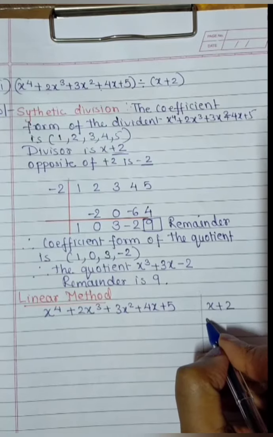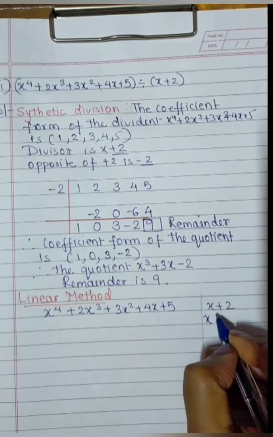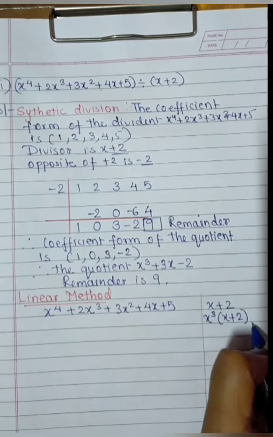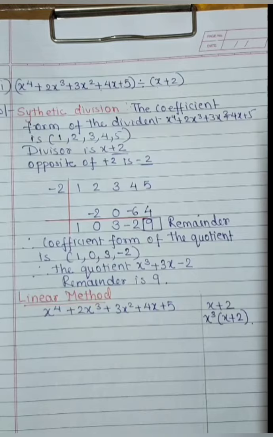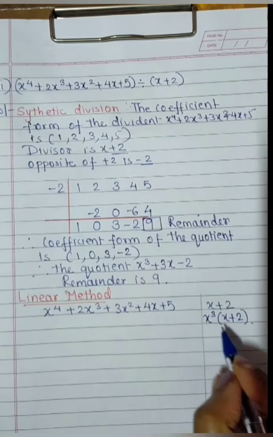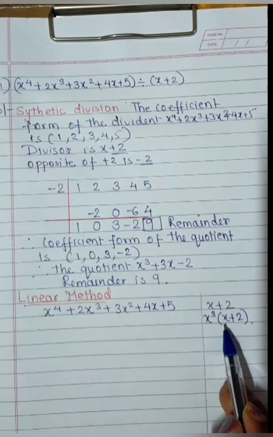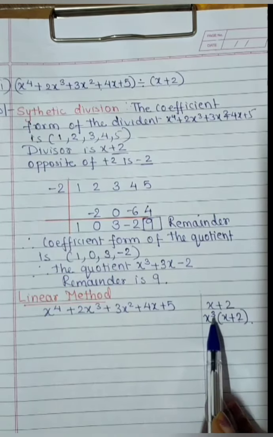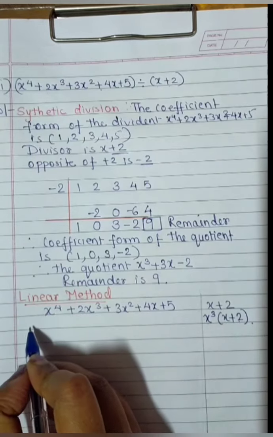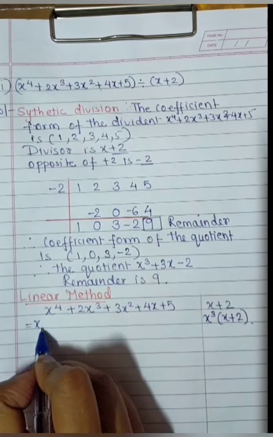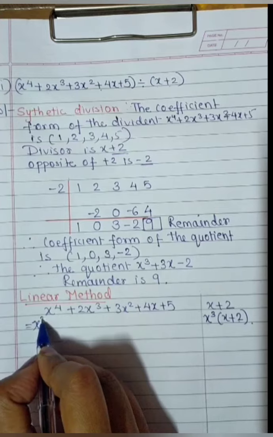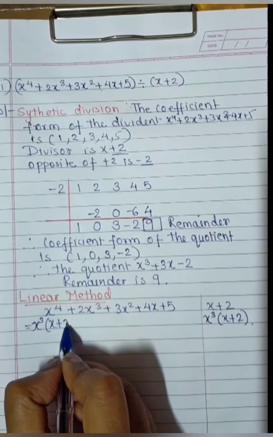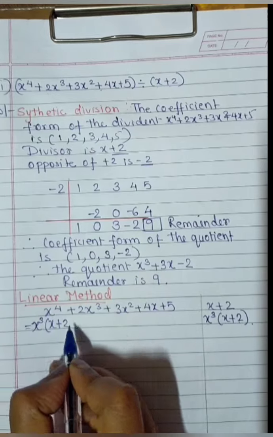Okay, now if we take x cube and multiply this with x plus 2, when we multiply both, we will get x to the 4. So we are taking here x cube in bracket x plus 2.